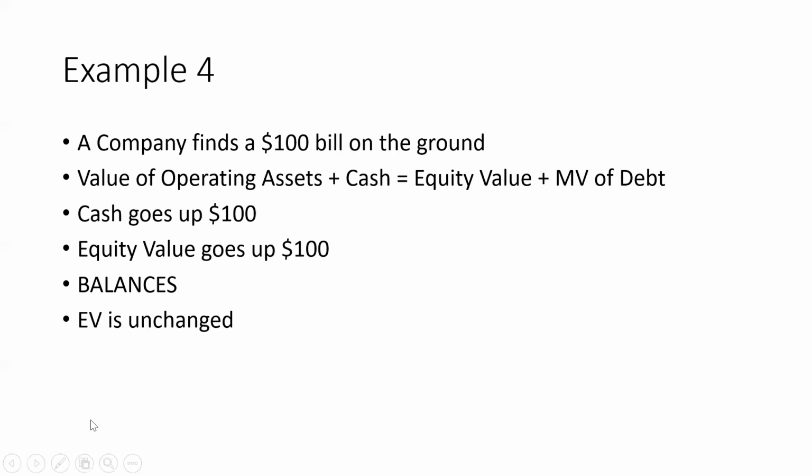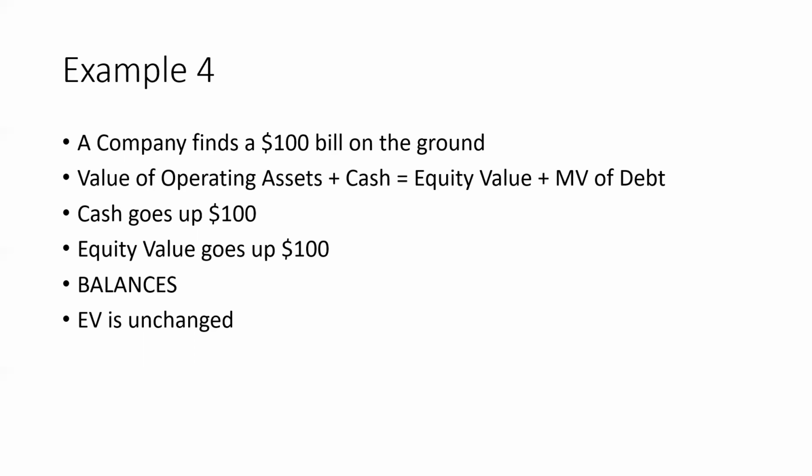So example 4, this is not really realistic, but let's just say a company finds a $100 bill on the ground. Cash goes up by 100, equity value goes up 100, just like in the building analogy. If the company adds another floor, that's going to go to the equity value. But overall, this is not actually changing the value of the business. In this case, enterprise value is unchanged, which is kind of weird to think about. You're like, oh, they found cash on the ground. Why is that not increasing?